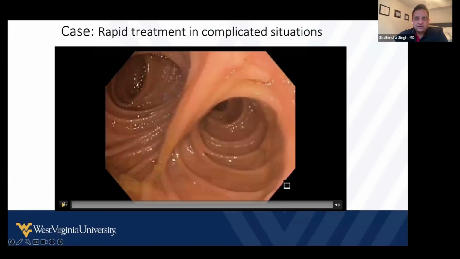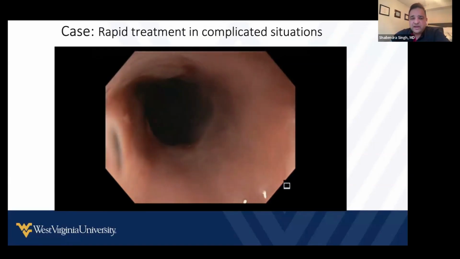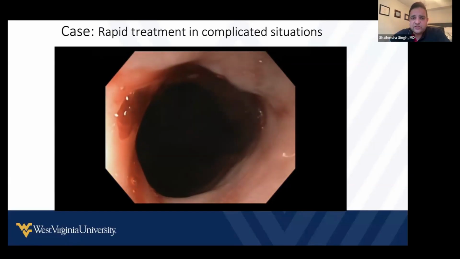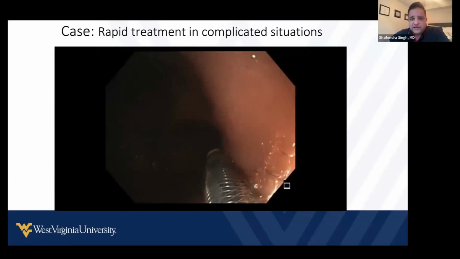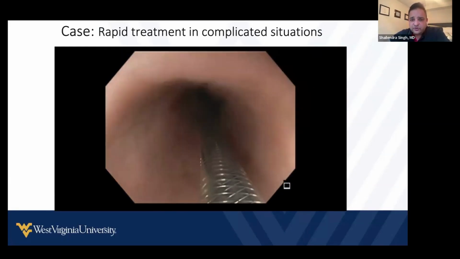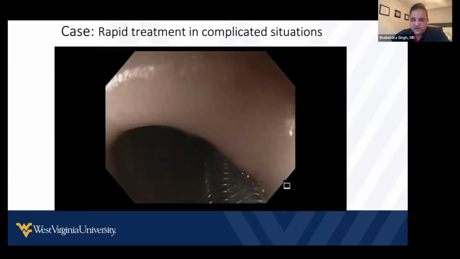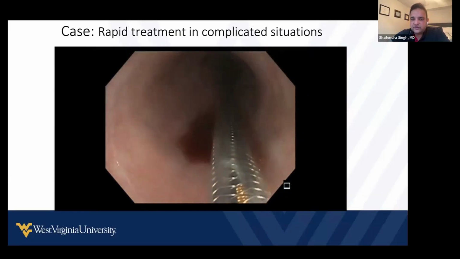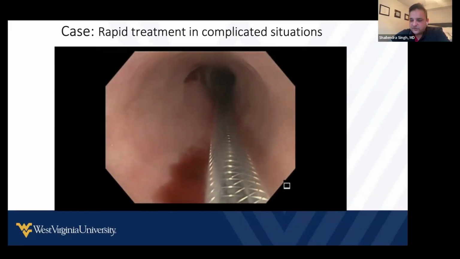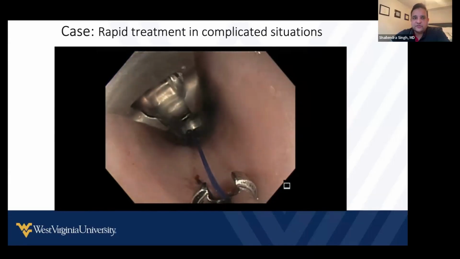This is an example of a patient with a gastric bypass who has a stricture after dilation. He had a deep esophageal tear and some bleeding. And to salvage this situation quickly, we were able to place a fully covered stent in the esophagus and fix this stent to prevent any complications.